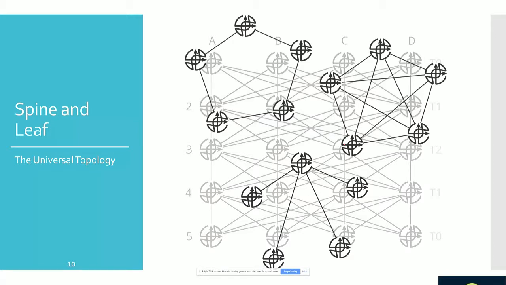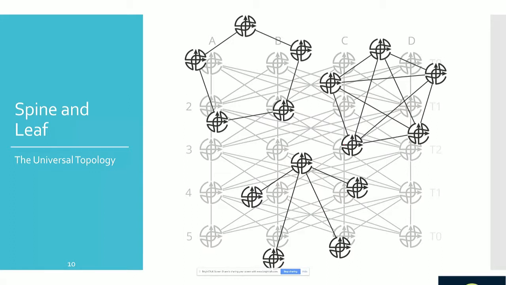A universal topology just means that I can emulate any topology on top of it with a minimal amount of loss of efficiency. So if I take a ring and impose it onto a spine and leaf, by doing an overlay, by doing tunnels or something like this, the ring topology will have some loss of efficiency when implemented on top of a spine and leaf, but it won't be very much. The same thing with a full mesh, and the same thing with a hub and spoke.